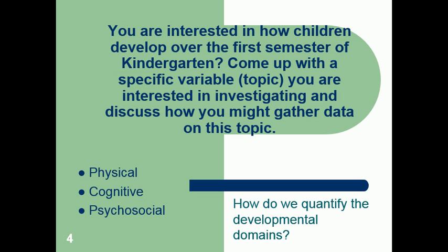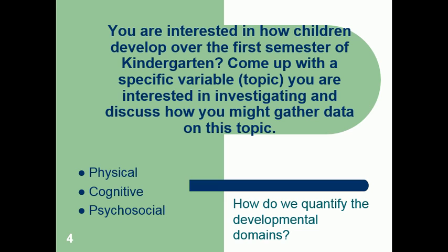Now, since we aren't doing this in class, we won't be able to discuss this, so let me give you some examples. You could draw from any of the developmental domains. As you remember, the developmental domains are physical, cognitive, and psychosocial development. So one thing you might be interested in is how much children grow physically. So how much weight do they gain? How much height? What's their height at the beginning, at the end of the year? That would be a way that you could examine change across time in the physical domain.